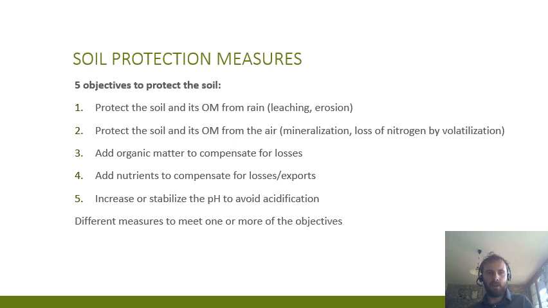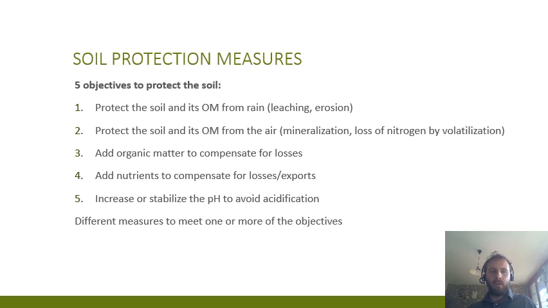of nitrogen through volatilization. Third, add organic matter to compensate for losses, because it doesn't matter what you do, you will anyway lose organic matter, except if you just let the forest grow. And if you lose organic matter, you need to compensate these losses, so you need to add organic matter. It can be mulch, it can be manure, biochar, anything, but it needs to be added. Fourth, you need to add nutrients to compensate for the loss on the exports of the nutrients, in order not to impoverish your soil in a specific nutrient like nitrogen or phosphorus.